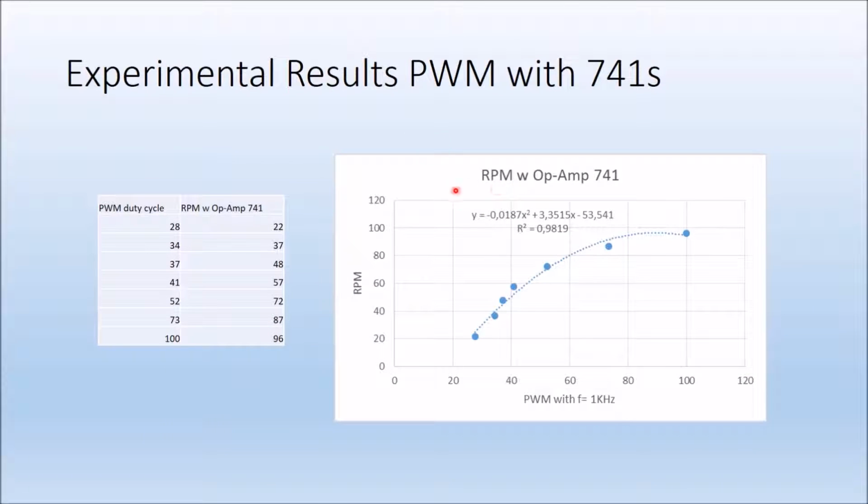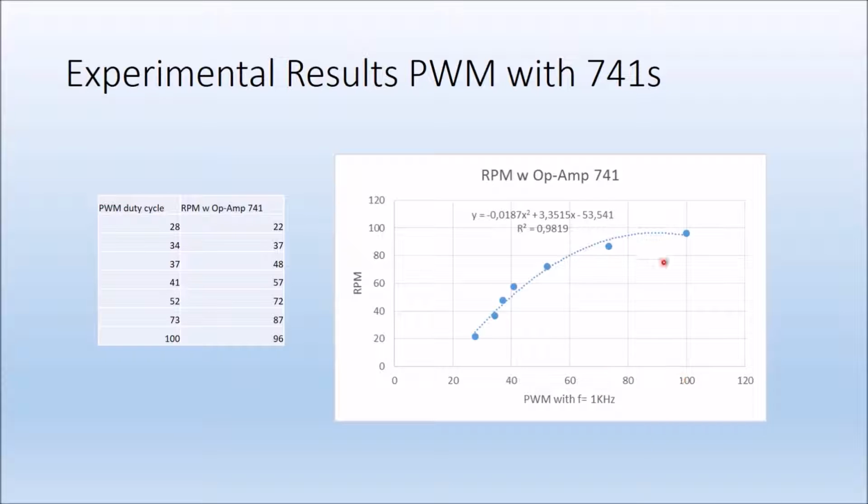The experiment results with 741s is this one, and again I measure with the oscilloscope the duty cycle that I set by positioning the potentiometer, and then the RPMs I measure with the tachometer, and here's the resulting curve for several values of the duty cycle.